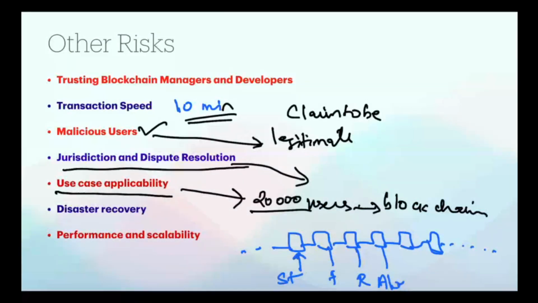Now, how much computational resource do I need? If I want to develop a blockchain for 20,000 users, how many resources do I need? This is a challenge in use case applicability, a risk. We cannot simply say, okay, 20,000 users, easily. Now think of Maruti, which wants to have a blockchain for all the customers who own their Maruti cars. It is not a very easy task.